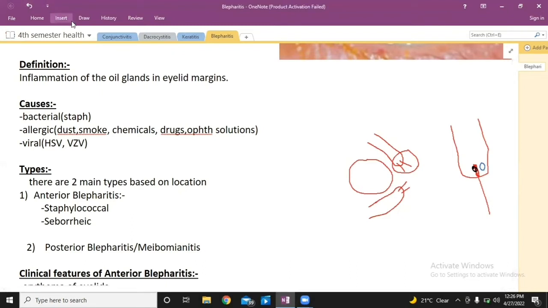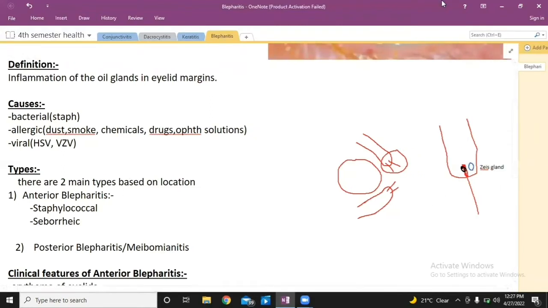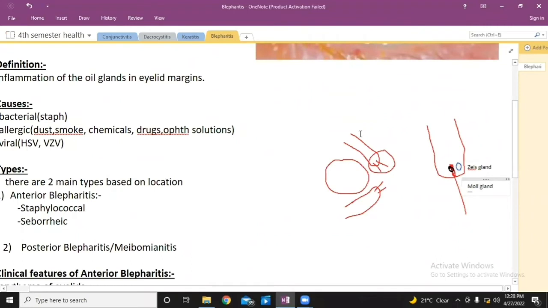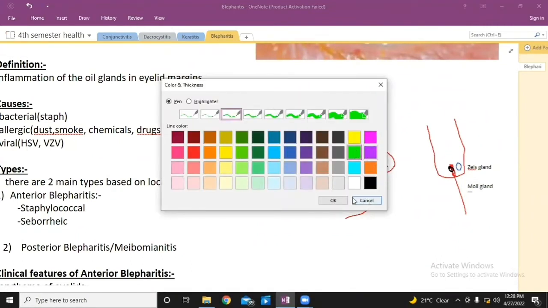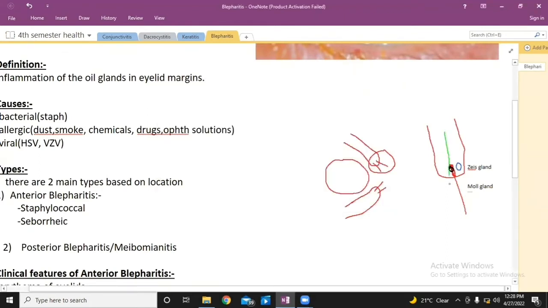So these glands are very much important. I'll write the names here. The names of these glands are these. The one is the Zeiss gland, oil gland, and the other oil gland may be this one, which is known as Moll gland. So these are the two very much important glands. I have divided this portion. This part is known as the anterior part of the eyelid. And inside the anterior part of this eyelid are present the Zeiss gland and Moll gland, these two glands which are producing oil for the growth and nourishment of this hair follicle.